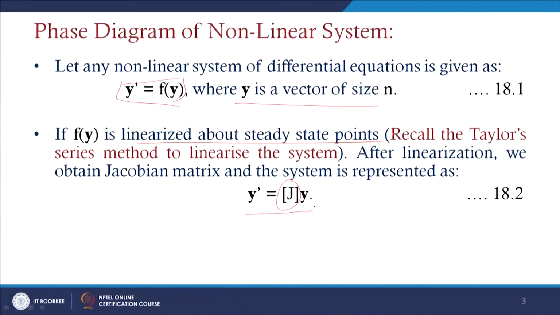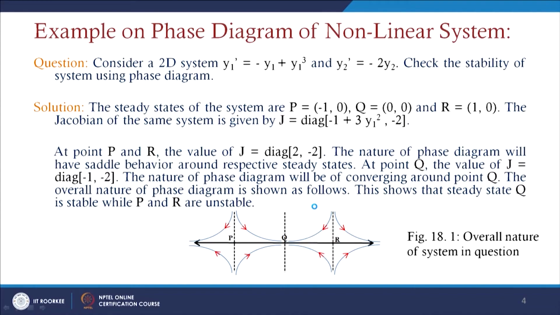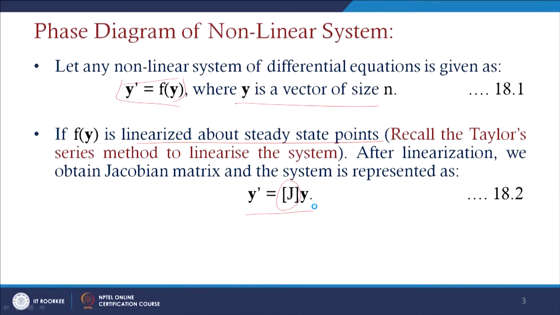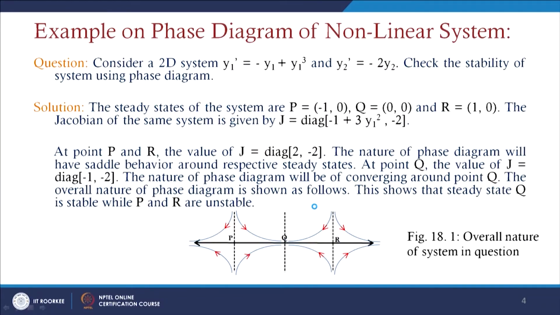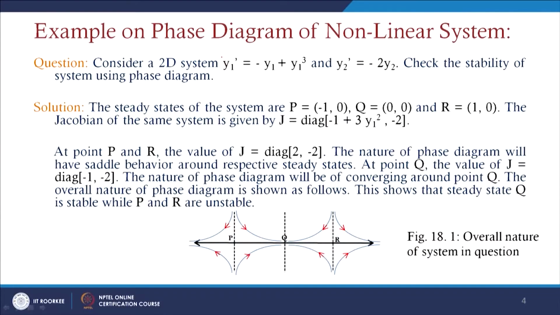And once we obtain this linearized system, we use the phase diagram to analyze whether we will have a stable condition that is preserved, if we have steady state points. So, for this analysis, consider a 2D system like y1 prime equals minus y1 plus y2 cubed, and y2 prime equals minus 2 y2. First, if we find the steady state of the system, we keep y1 dash equals 0 and y2 dash equals 0.